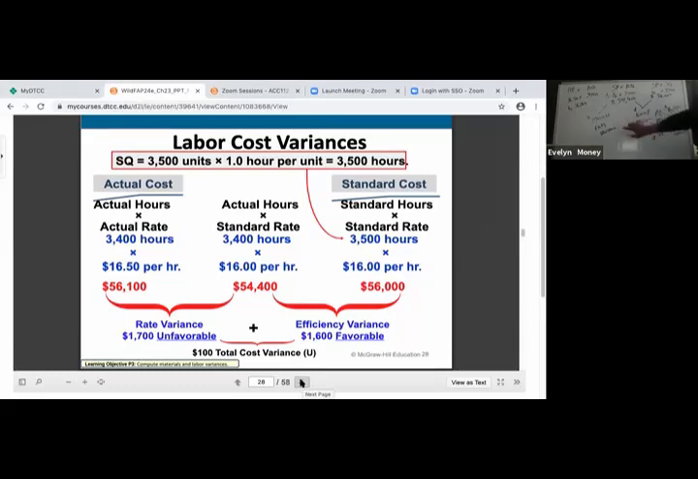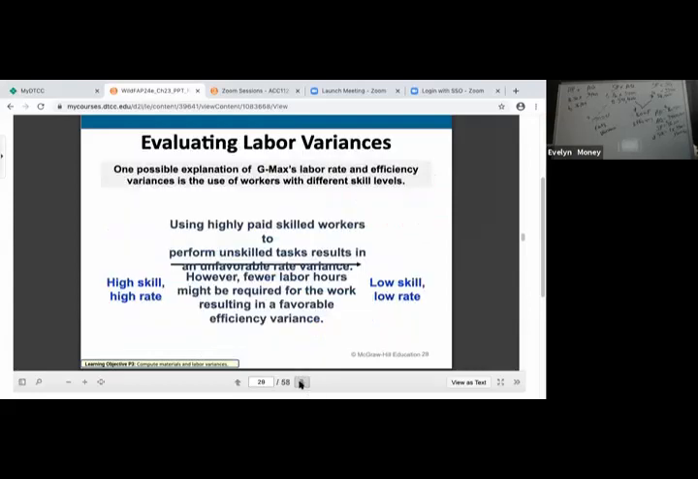And I can combine the 1700 and the 1600 to determine the overall cost variance. But who's to blame for this? So in this situation, we paid a higher rate to get the work done faster. So this could possibly mean that we have higher skilled workers doing unskilled tasks. They'll finish it faster because their skill level is so high that it doesn't take them long to do low skilled tasks. They'll finish it faster, but you have to end up paying them more.